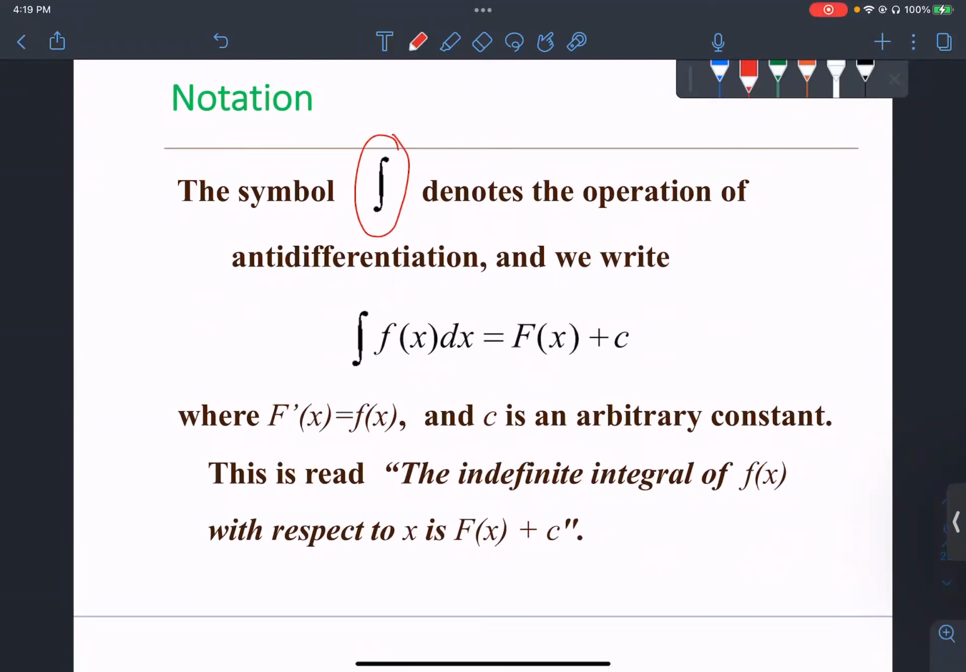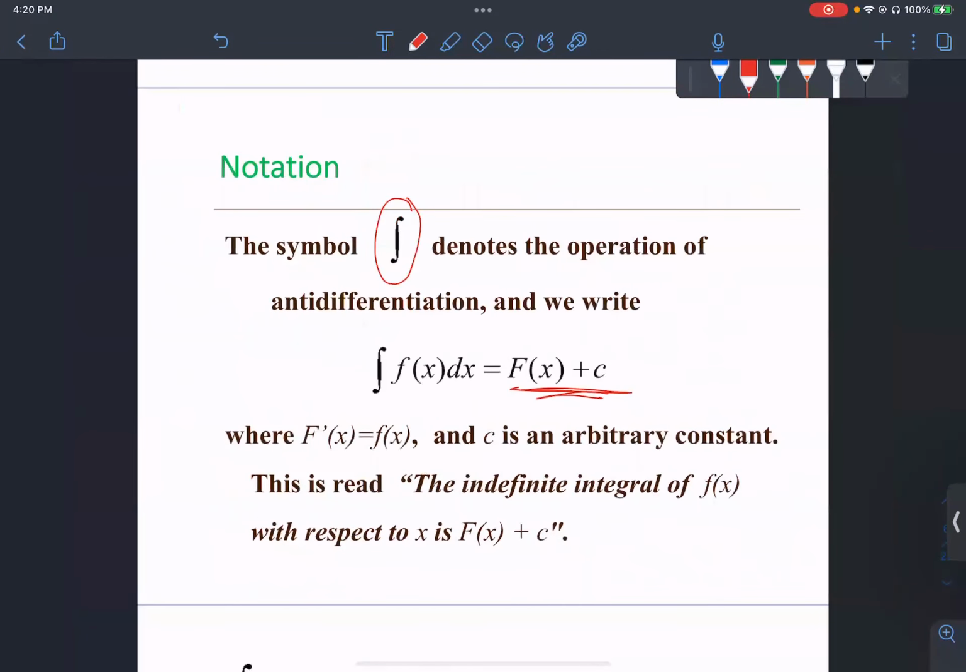So I've used this one a while ago. This symbol is the anti-differentiation symbol, or denotes the operation of anti-differentiation, or that would be the integral sign. Given that the integral of f of x dx is equal to F of x plus c, we can read that as the indefinite integral of f of x with respect to x is uppercase F of x plus c. So this is the antiderivative.